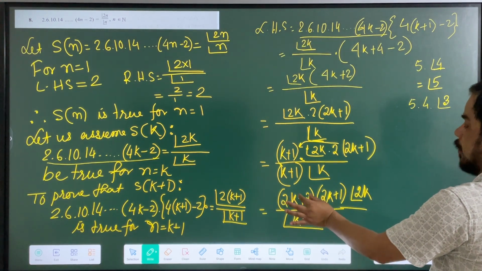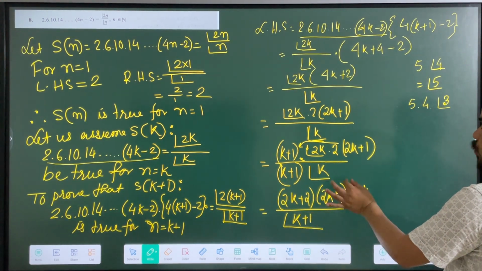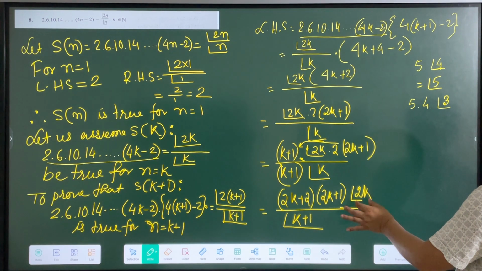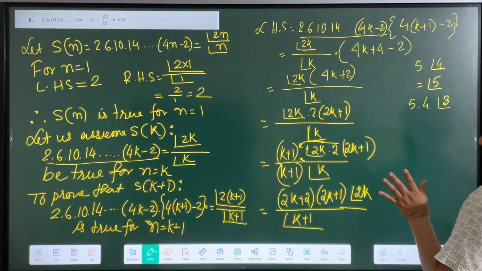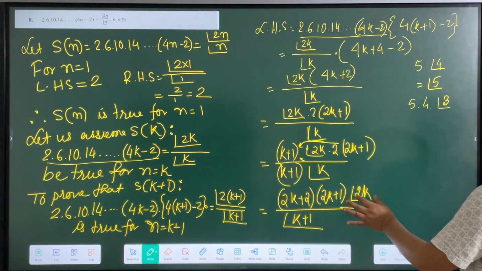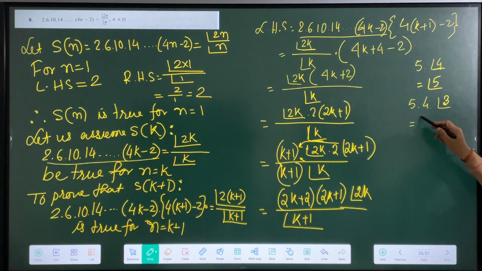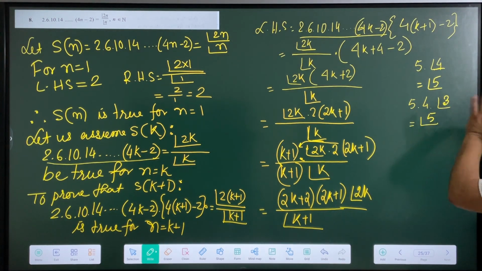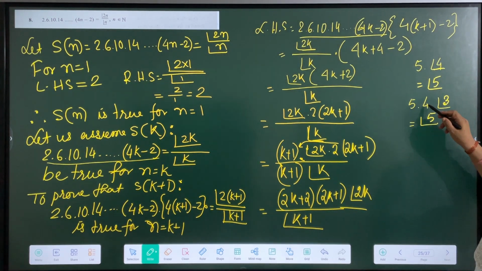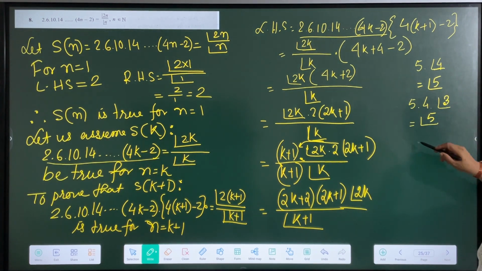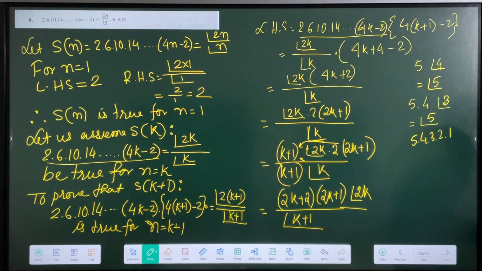2k plus 2 is bigger, 2k plus 1 is smaller, and factorial 2k is the smallest; biggest and smallest, biggest and smallest. So this one can be written as factorial 5, 5, 4, factorial 3. So this one means 5, 4, 3, 2, 1. 5, 4, factorial 3 means 3, 2, 1. So 5, 2, 1 means factorial 5.